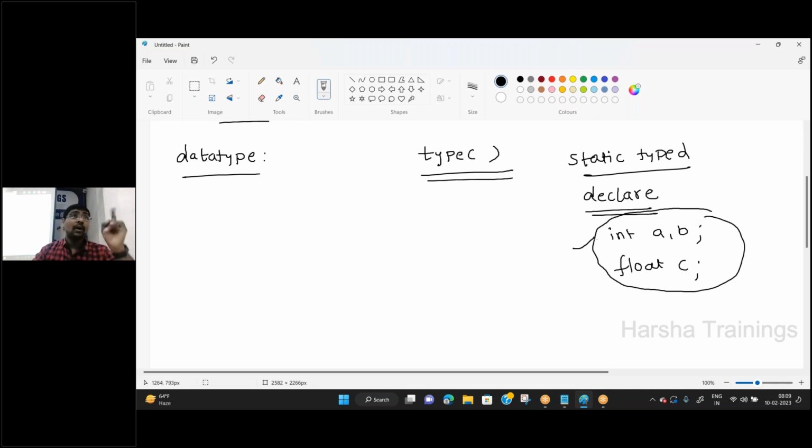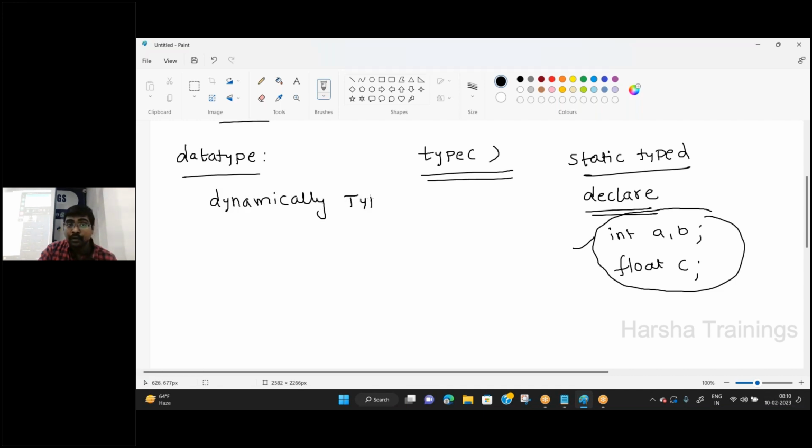This is fixed. What is the advantage of Python? Can anyone give the term? Exactly, the meaning is the same: no need to declare the variable in advance. That is called dynamic typing. Remember that word carefully. Very, very important.